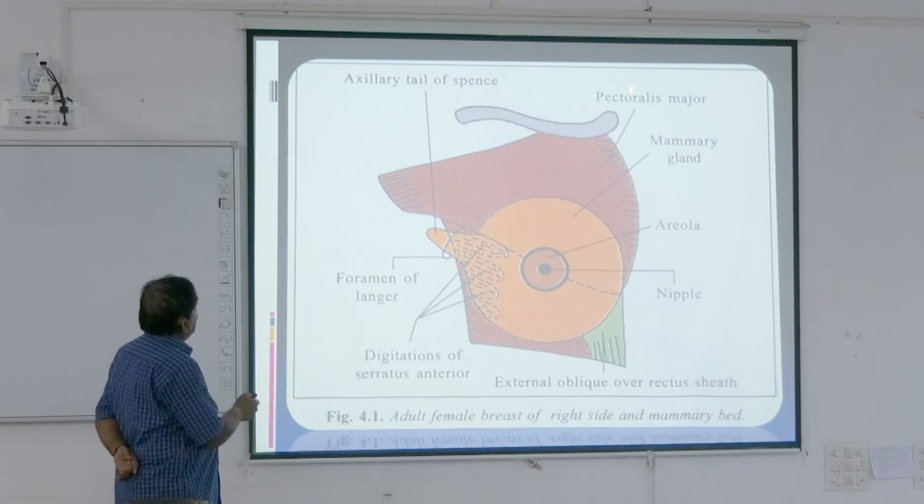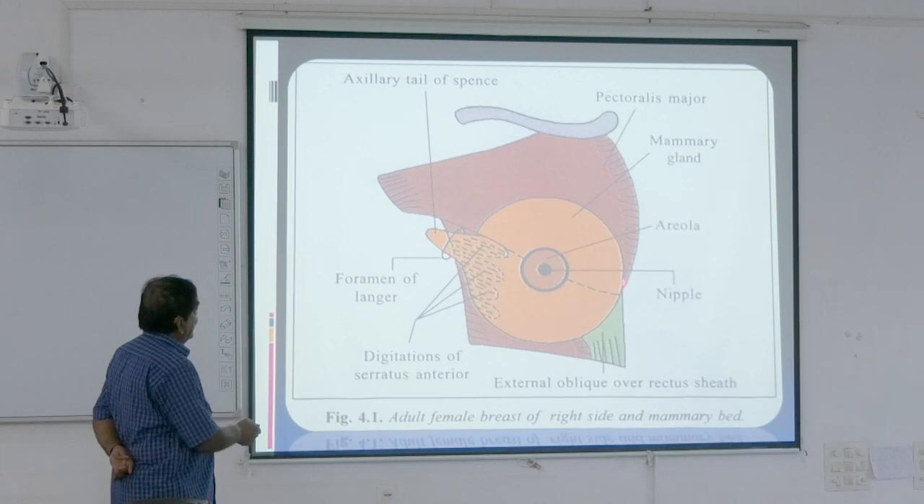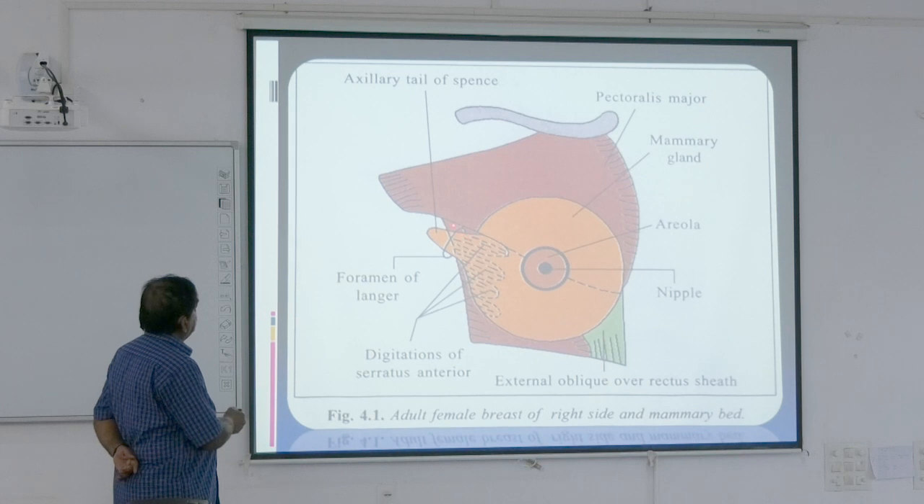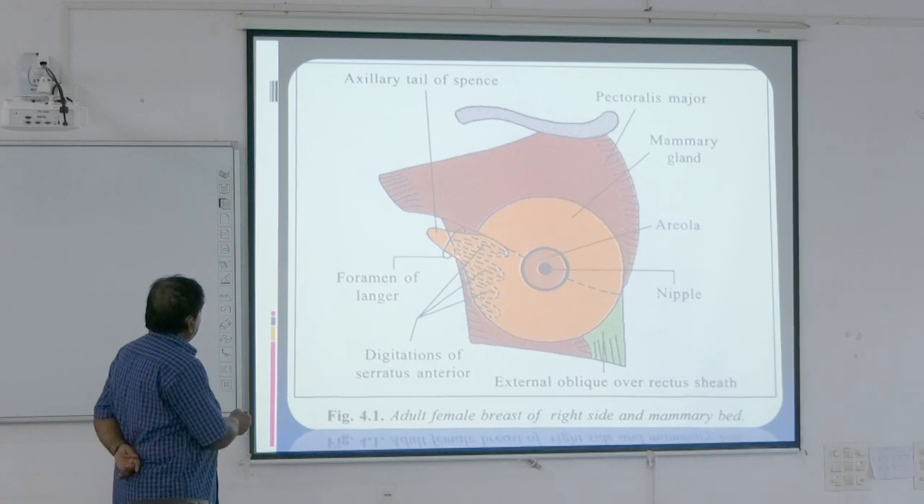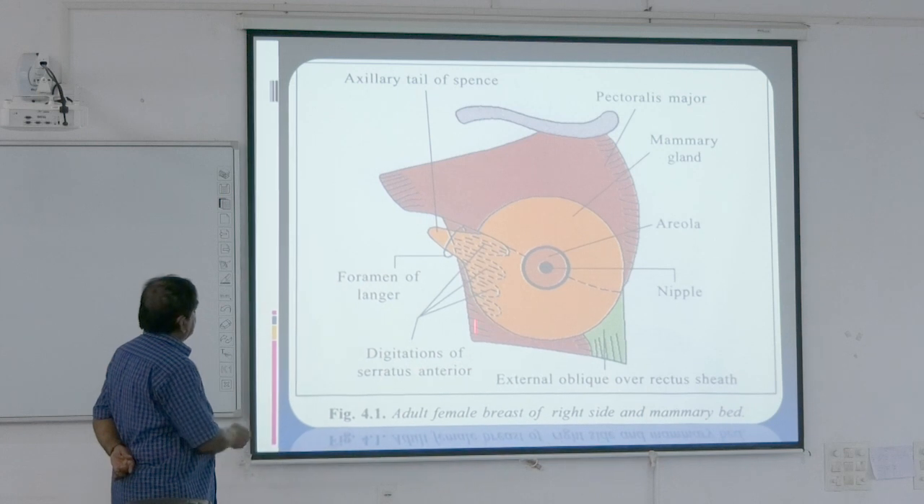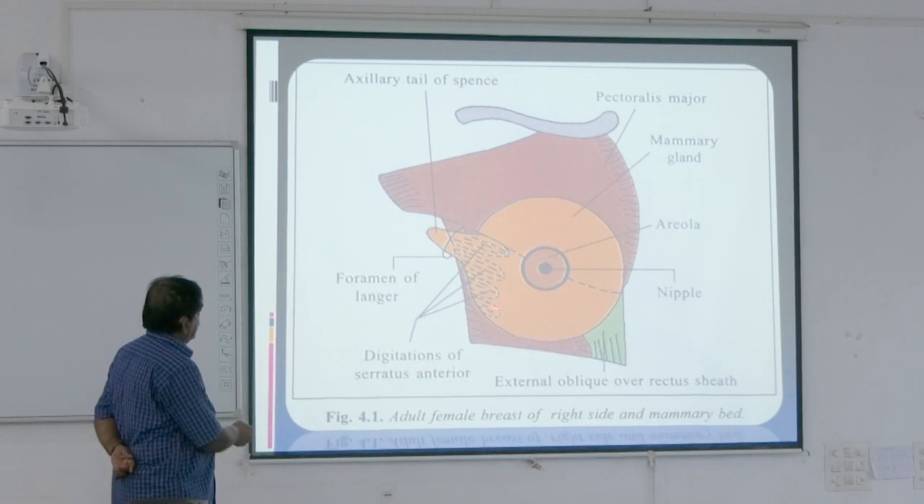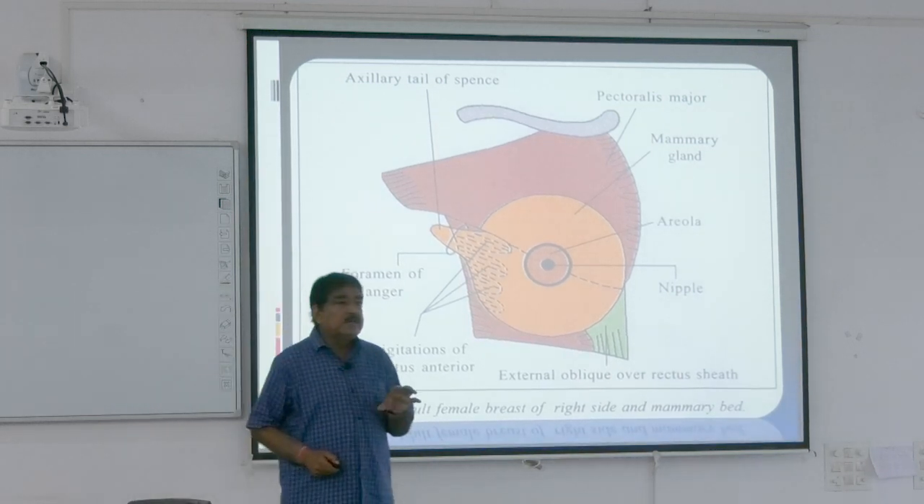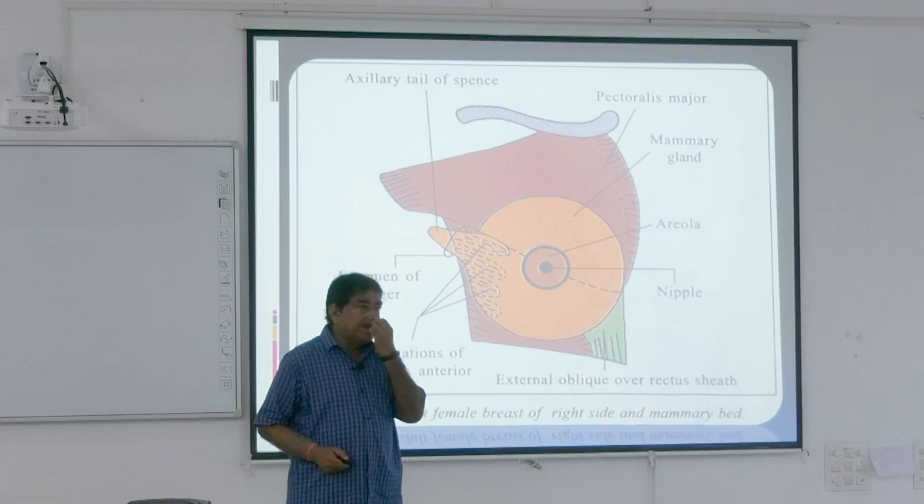This is the mammary gland. This is the nipple. This is the areola. And this is the axillary tail of Spence. The foramen of Langer, digitations of the serratus anterior muscles, and this is the external oblique over rectus sheath. With this, the posterior relation.